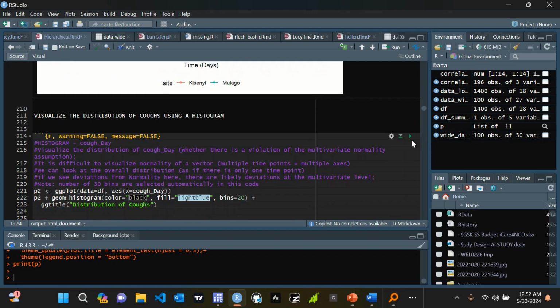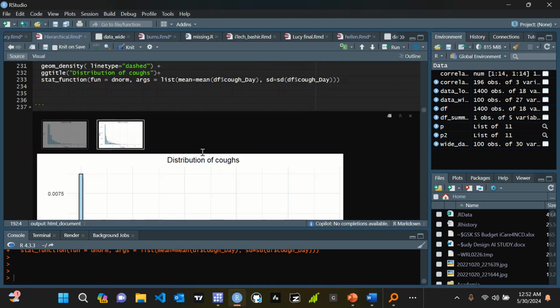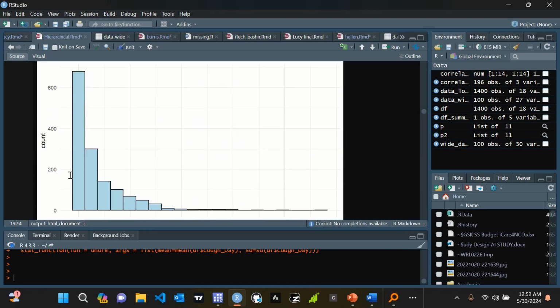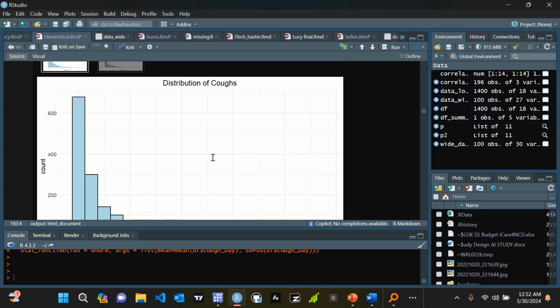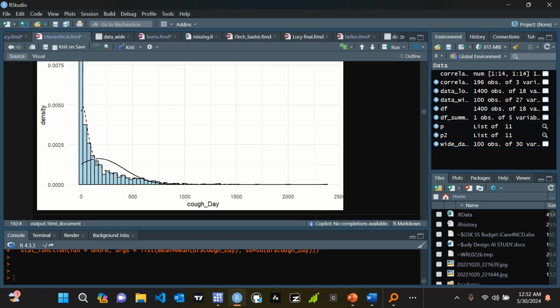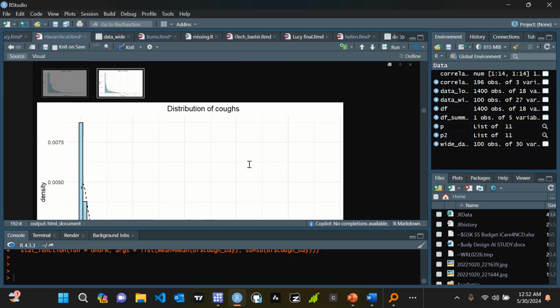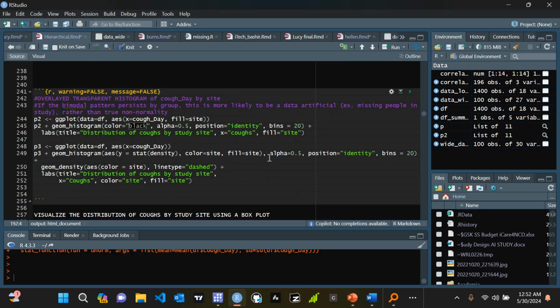Then we can visualize using a histogram. We are still visualizing our data, we are visualizing the outcome. First of all, a normal histogram, you see that data is madly skewed to the left. And when we add the frequency and the kernel density, you can see it is so skewed. But don't worry, Poisson regression takes care of that.